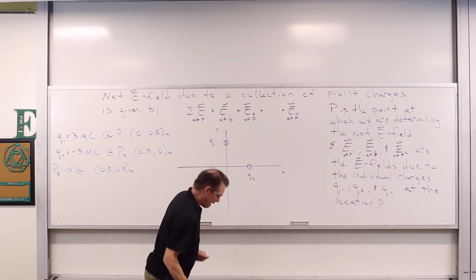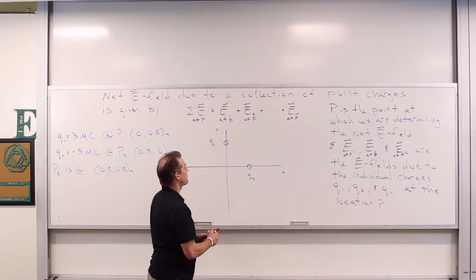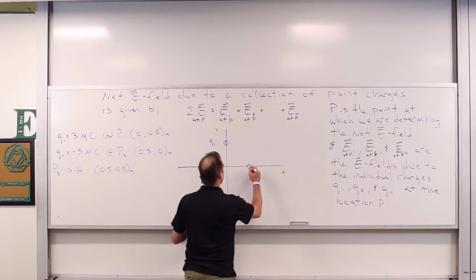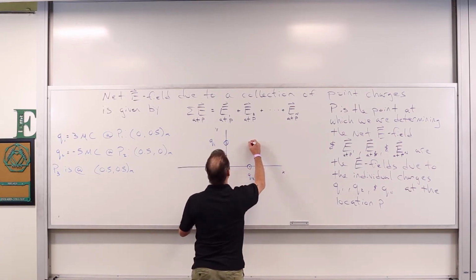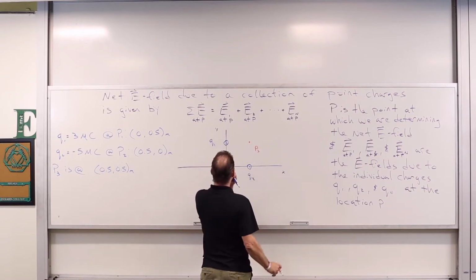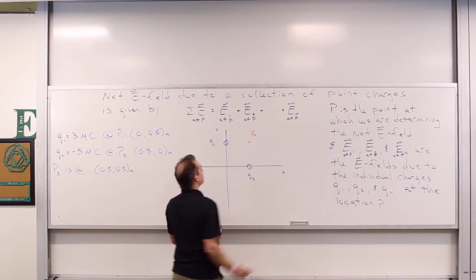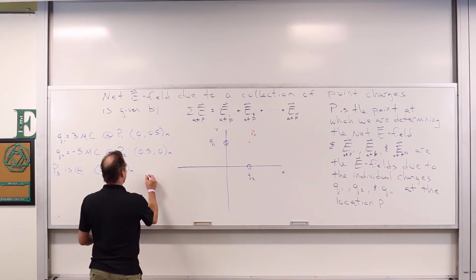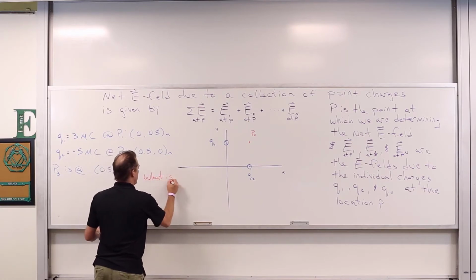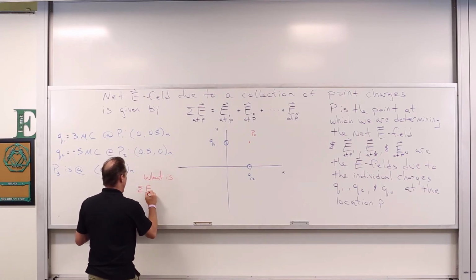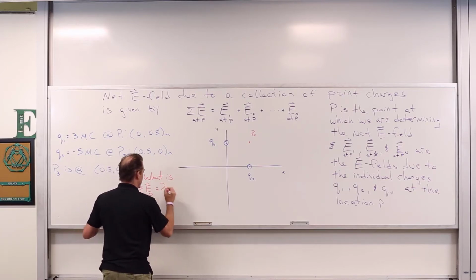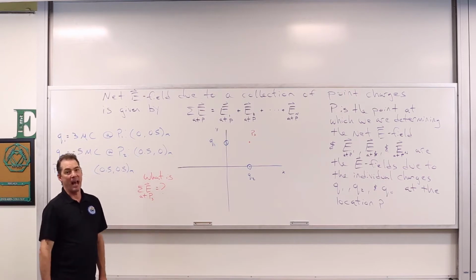And then we're going to say, hey, we got this point P3 in space that we want to determine what the net electric field is. So that is 0.5, which would be right there. And let's just say that is the point P3. Let's not put it there, let's put it right. The question is, what is sigma E hat at P3? And we want this as a magnitude and a direction.